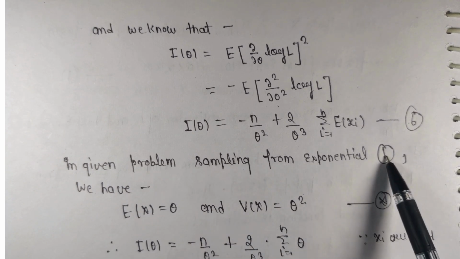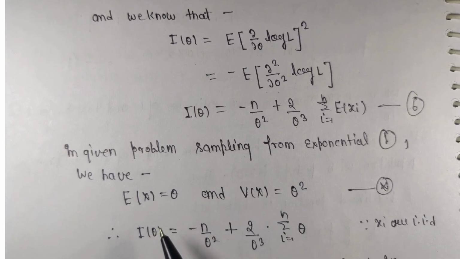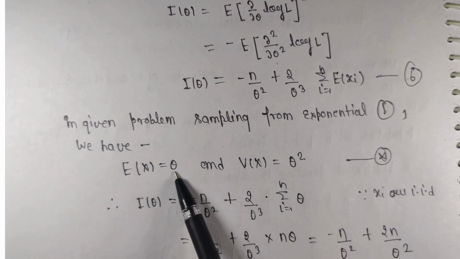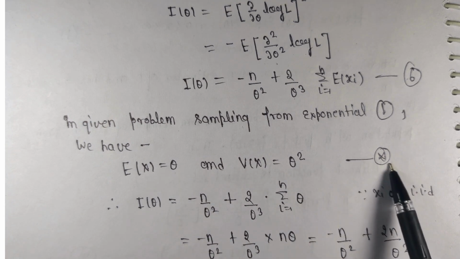Okay, so in the given problem, we are sampling from an exponential distribution, as mentioned in equation number 1. So we know that the mean of the exponential distribution is theta. If the exponential distribution form is 1 upon theta e raised to power minus x upon theta, then the mean is theta and the variance is theta square. This is equation number star.